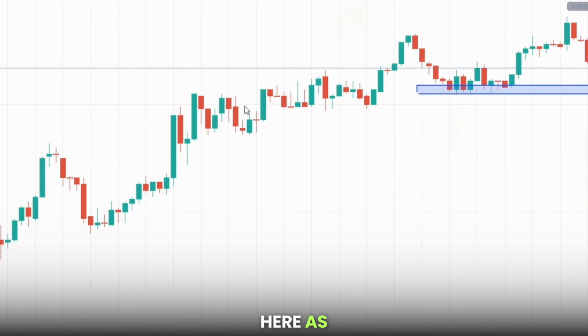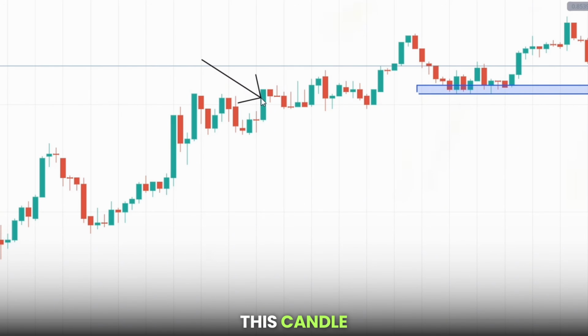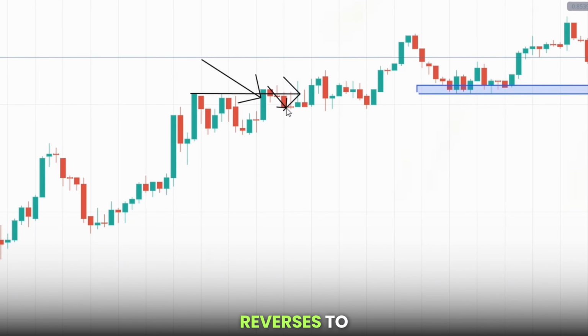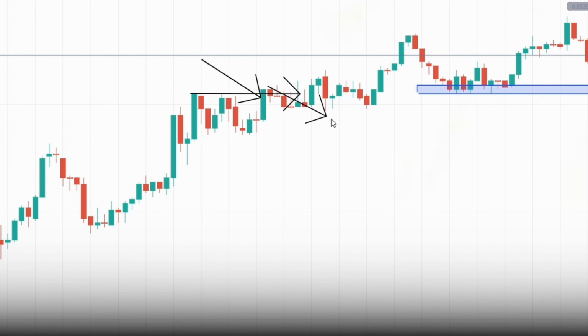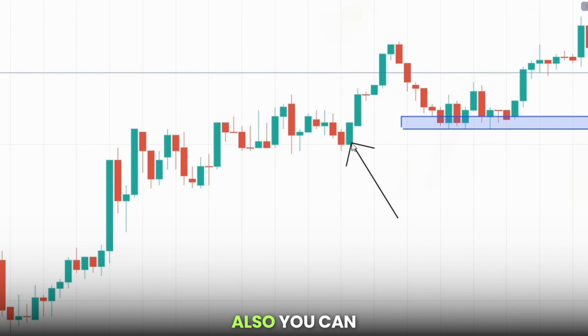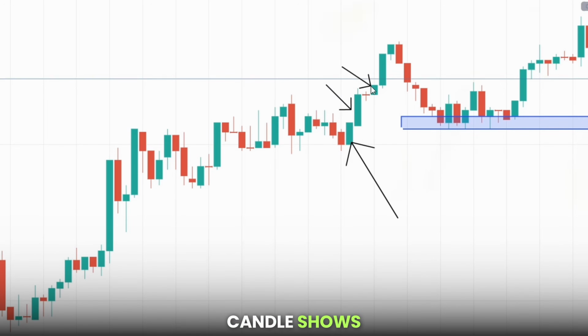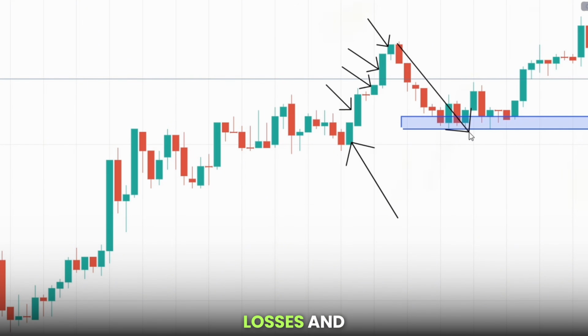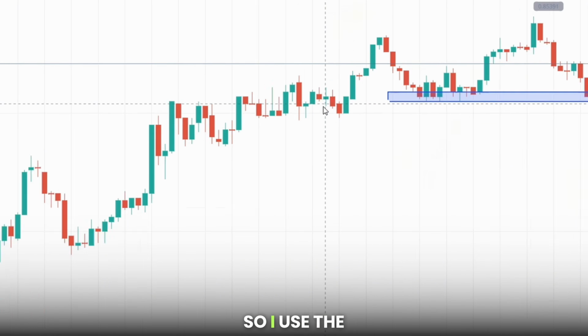Same story here as well. You can see this candle shows a breakout and then it reverses to grab liquidity, then it goes up again. And here also you can see these candles show that price will go up, it will create buying entries, the price reverses, hits stop losses, and then it goes up. So I use the same logic.